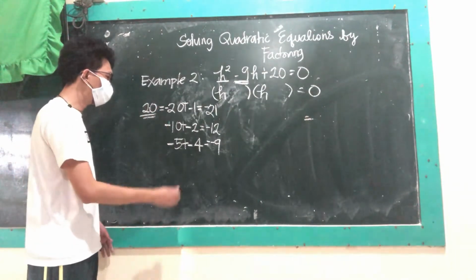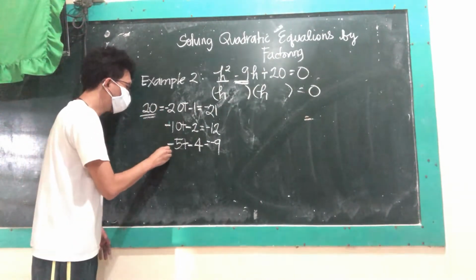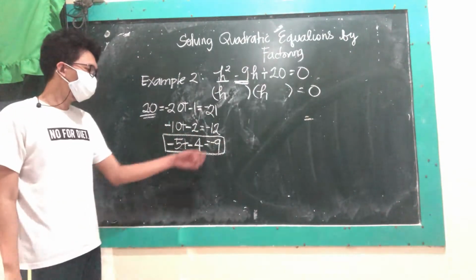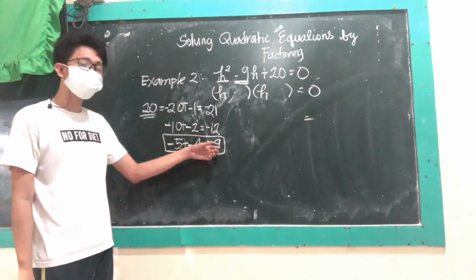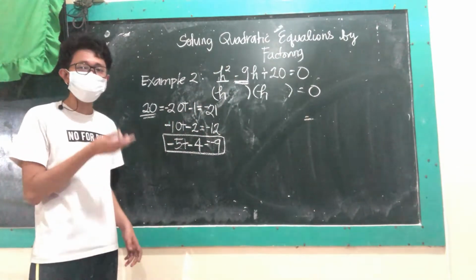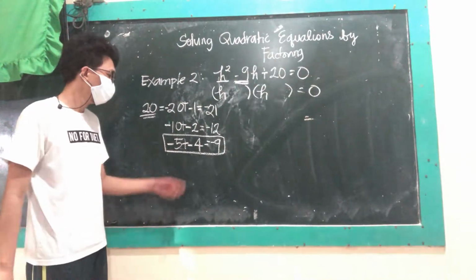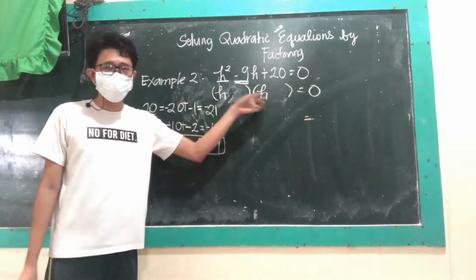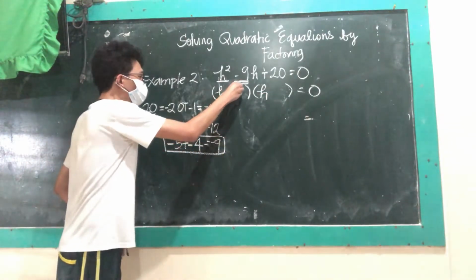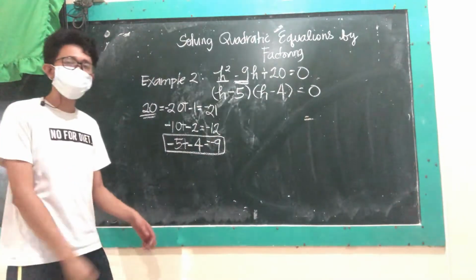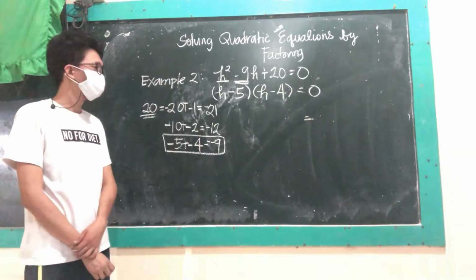So in our investigation, we saw that this pair, negative 5 and negative 4, has a sum of negative 9, which is equivalent to the numerical coefficient of the linear term, which is negative 9. So therefore, negative 5 and negative 4 must be paired to h here. So in this case, h minus 5 times h minus 4 is equal to 0.